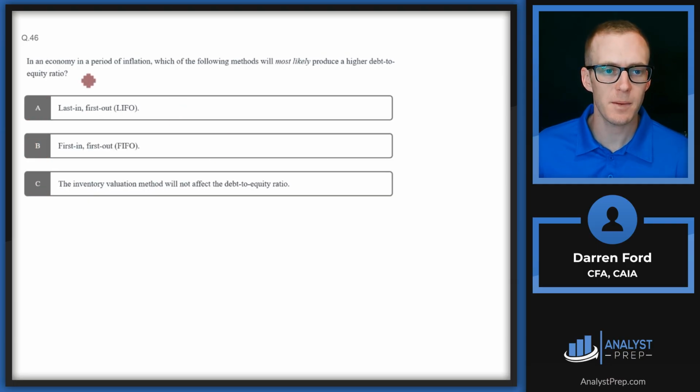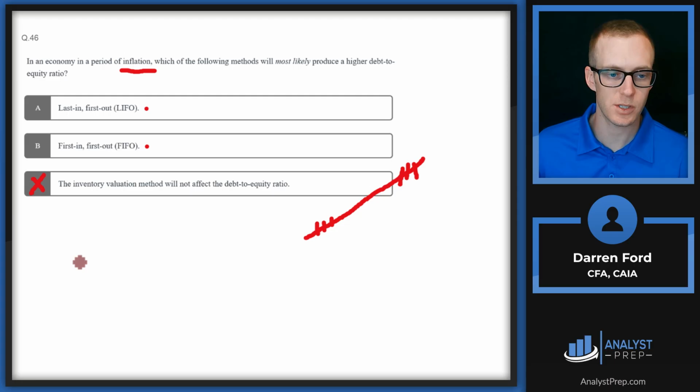Answer B. In an economy in a period of inflation, which of the following methods will most likely produce a higher debt to equity ratio? Is it going to be LIFO, FIFO, or inventory valuation method will not affect it? It is going to affect it, so we're going to rule out C. We have a period of inflation, which means that prices are going up. So FIFO, we're going to be selling these units, and LIFO, we're going to be selling these units first.